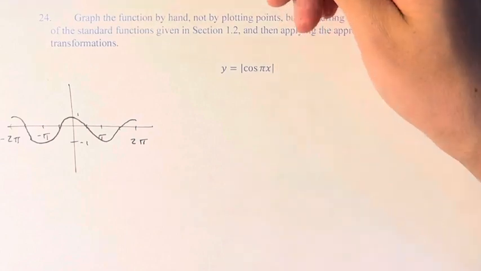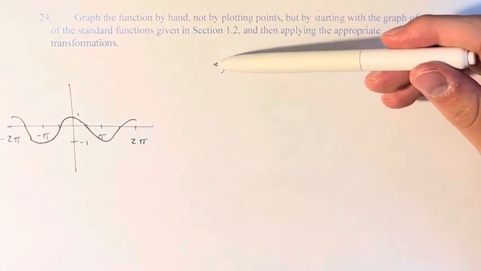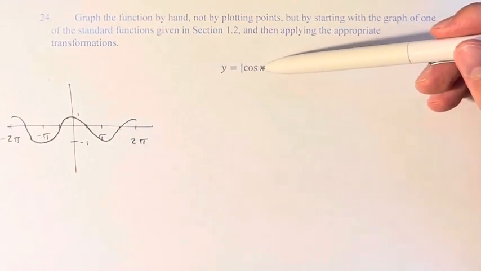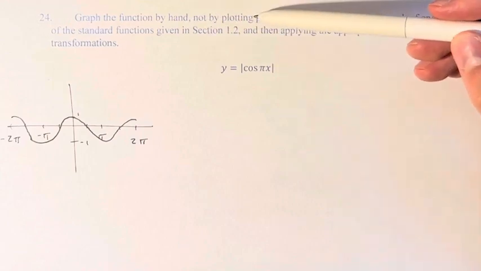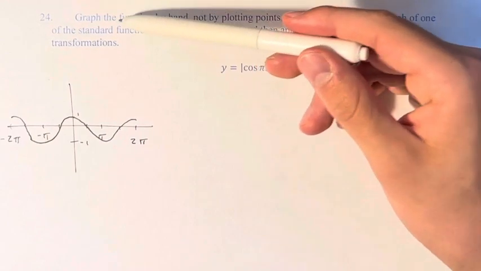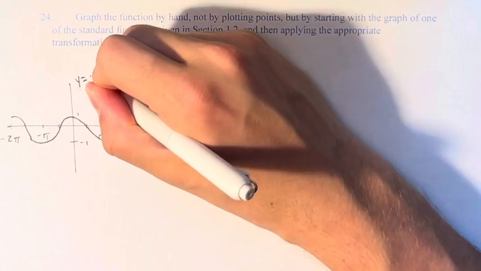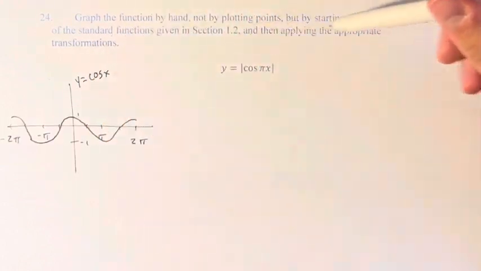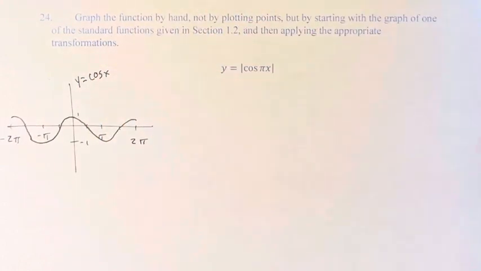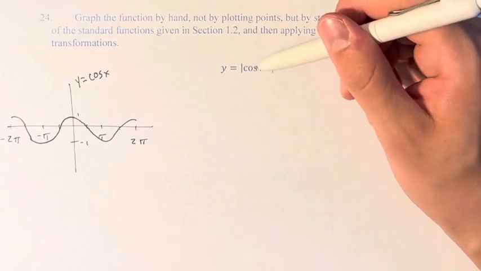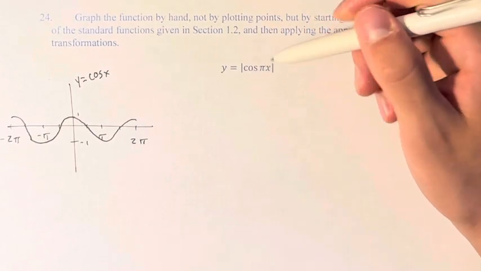In this problem, we are asked to graph the function by hand, y is equal to the absolute value of cosine of pi x, not by plotting points, but by starting with the graph of one of the standard functions. Here we have y is equal to cosine of x, and then applying the appropriate transformations. So we have two steps here. We have this multiplication by pi.